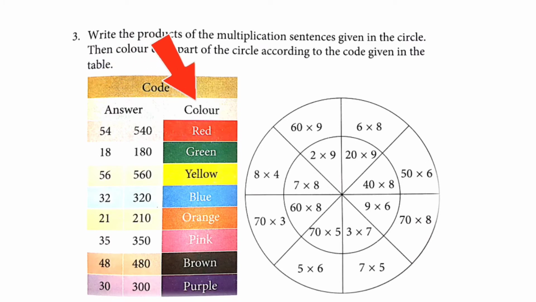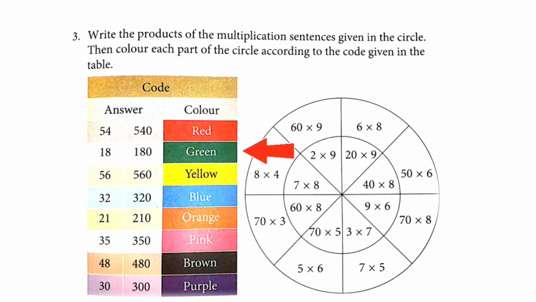According to that answer we have to color that circle. So now I am doing 20 into 9. What is 20 into 9? It is 180. 2 9s are 18 and that 0 is there, no? So you have to write that 0 in the last place. So 180. Now see the code.